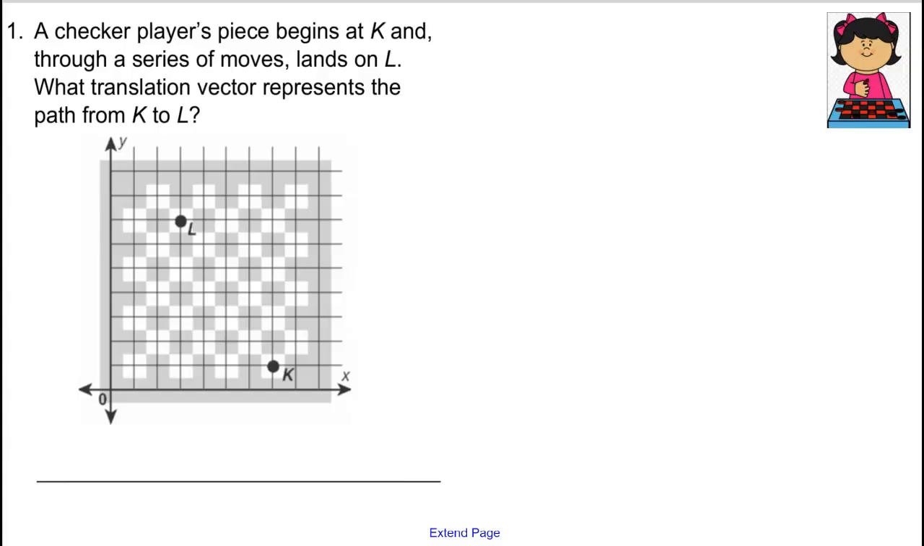All right, here we have a problem. It says a checker player piece begins at K and through a series of moves lands on L. What translation vector represents the path from K to L? Keep in mind, we're going from K to L. All right, so we want the vector. We want to know what number goes here in the vector and what number goes here.